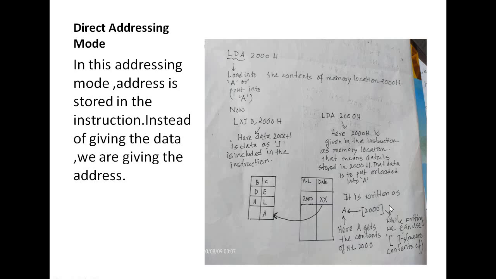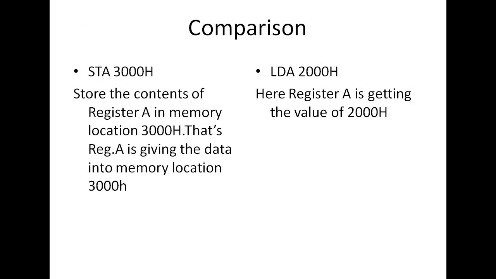Clear? One memory location contains 8-bit data, and A is also an 8-bit register, so that 8-bit data of 2000H will get loaded into register A. I hope you are clear. Here 2000H is data because I is mentioned, and since I is not mentioned here, 2000H is an address. Understood the difference? Okay, now let us go to the next one.